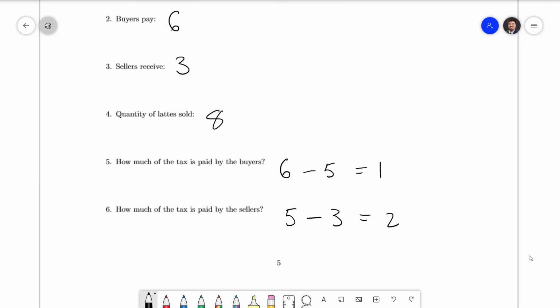I want to make it clear again that what we just did in each of these examples is really the same thing. Whether we're on the graph or on the schedule, we're still doing the tax wedge.